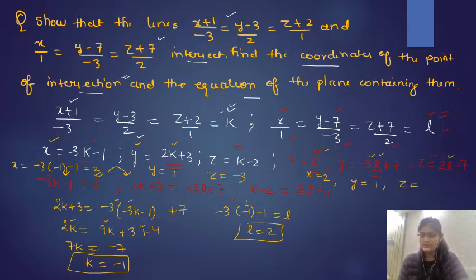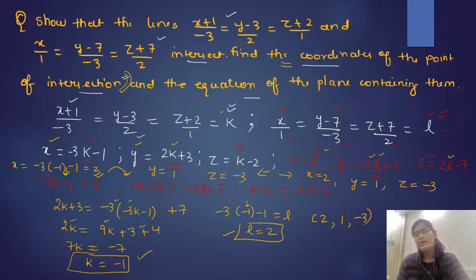2 times 2 is 4, 4 minus 7 is minus 3. Because from both of the two different values for k and l, we are getting the same x, y, and z. So what does it mean? That these lines intersect, and we have a point of intersection. What is it? 2 comma 1 comma minus 3, right? x, y, and z. So we are done with up till this section.